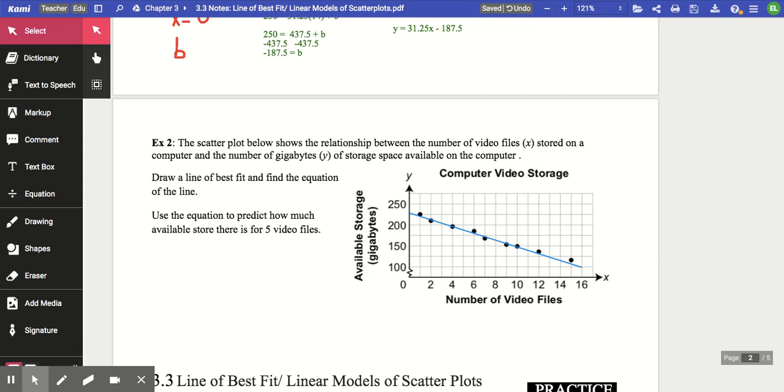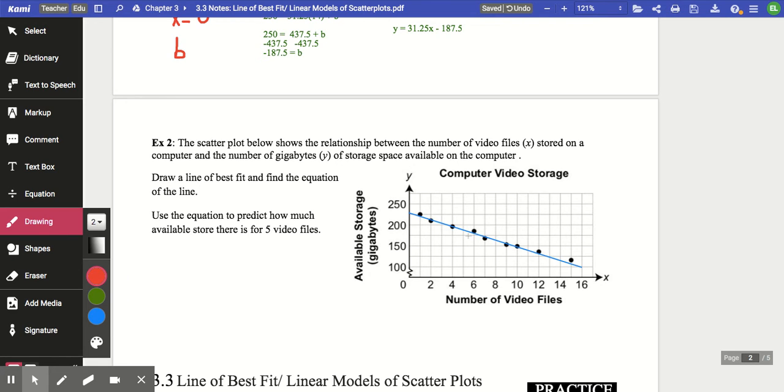Once we have our line, we are going to choose 2 points on the line once again to help us create the equation. So I've chosen this point and this point, and the coordinates of these are 4 and 198 and 10 and 150.